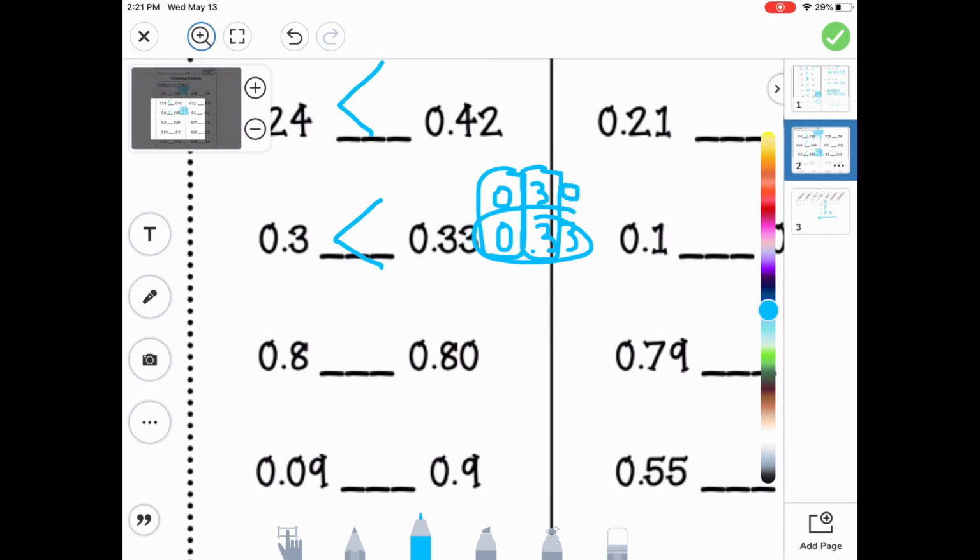The next one is trying to trick you. If I were to stack these up, 0.80 is the same as 0.8. Because this doesn't have anything in the hundredths place, I could just add a placeholder 0. So those two are equal.